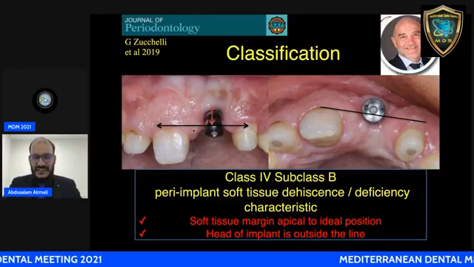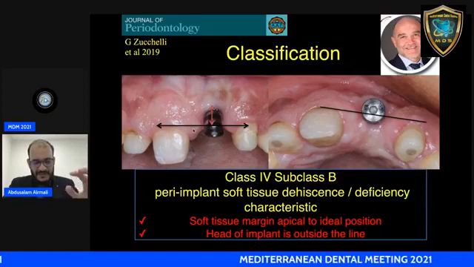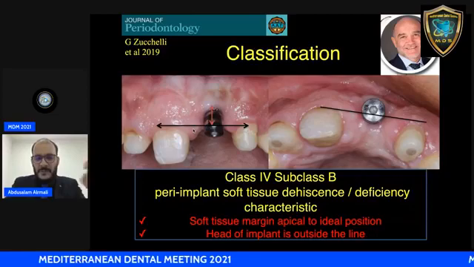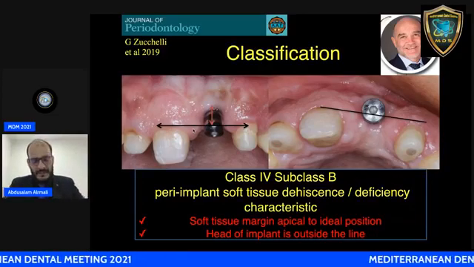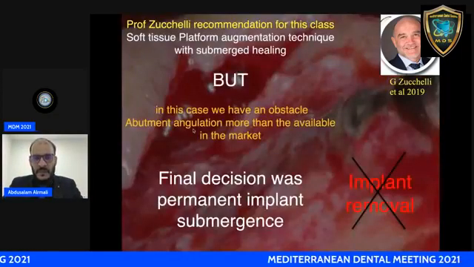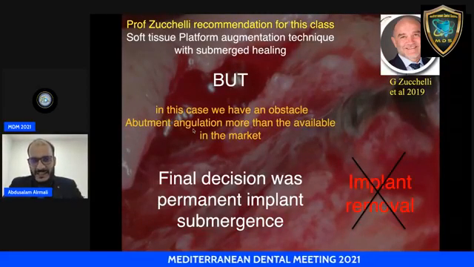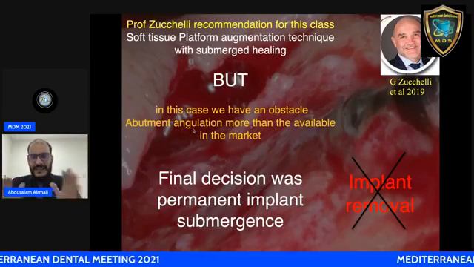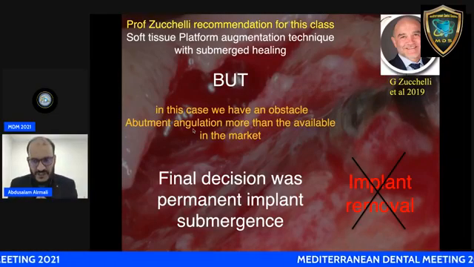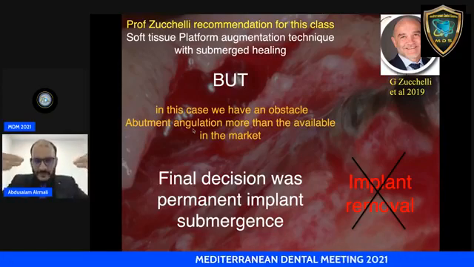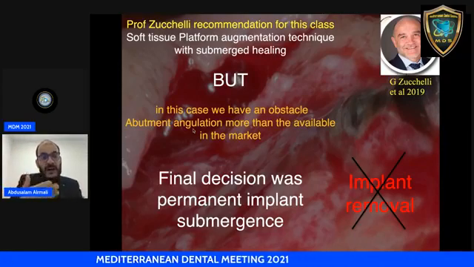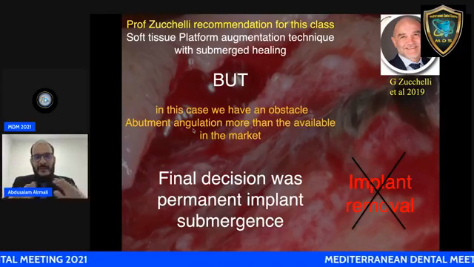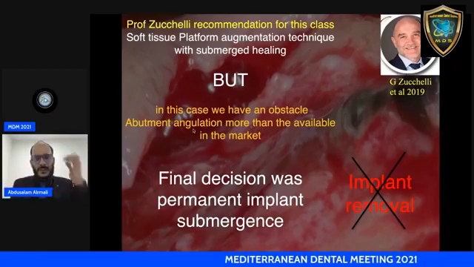According to the Zucchelli classification, this is a class 4 because the implant head is outside the bone, outside the line, and subclass P because we have some interdental papilla recession. So Professor Zucchelli, in his article, recommends doing a soft tissue platform augmentation technique and temporary implant submergence to give the chance for the soft tissue to creep after 2, 3, 4, 5, 6 months, depending on the case. You're going to do a surgical coronally advanced flap by adding horizontal and vertical soft tissue augmentation.